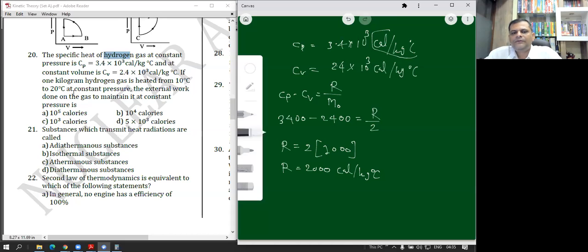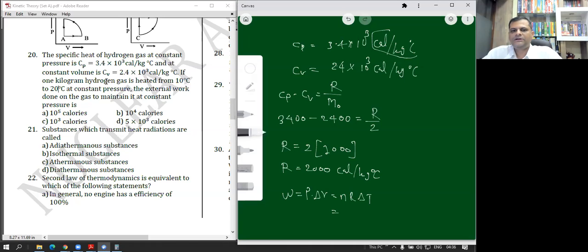ठीक है, but if you want to find out the external work done at constant pressure, and that is also when 1 kilogram of hydrogen is heated from 10 degrees Celsius to 20 degrees Celsius. So what is the formula for work done? Work done when the gas is heated at constant pressure. So it is going to be equal to actually P into delta V, but neither P neither delta V is given here. So we'll use this as nRdt, which is another formula for work done. So if you use it here, then we get this N. N matlab number of moles.